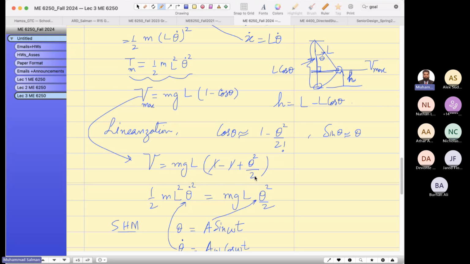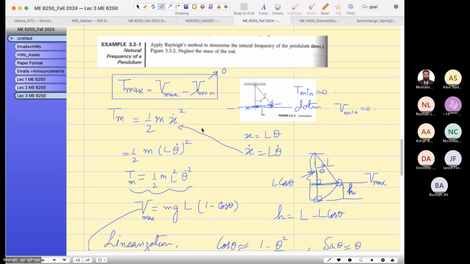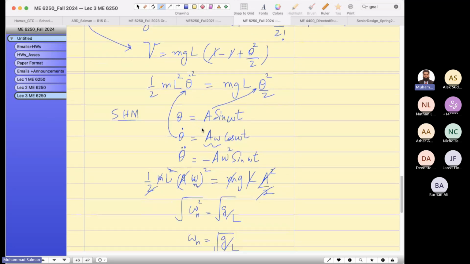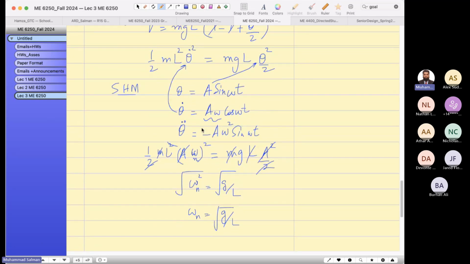All right, so you have done this one. Let's do one more problem here. Yes, we will use the amplitudes only. We will not use the sine and cosine function for simple harmonic motions.